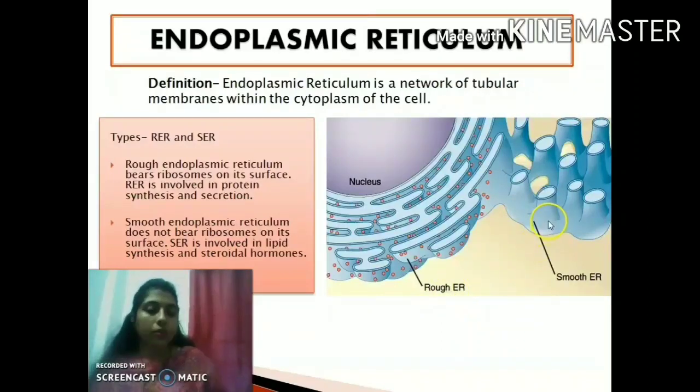Clear? Now you can see here the smooth endoplasmic reticulum is depicted, where there are no ribosomes attached to the external surface. Can you see it is clean, right? There is no ribosome attached to the outer surface of the endoplasmic reticulum, making the surface very smooth in appearance. So it is termed smooth endoplasmic reticulum. Are you clear? Okay.